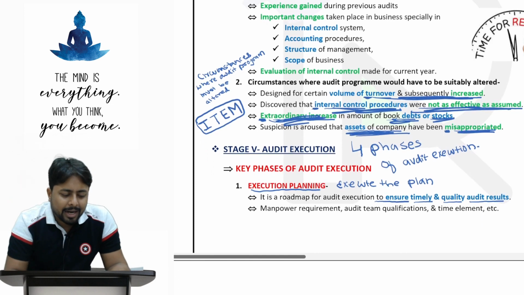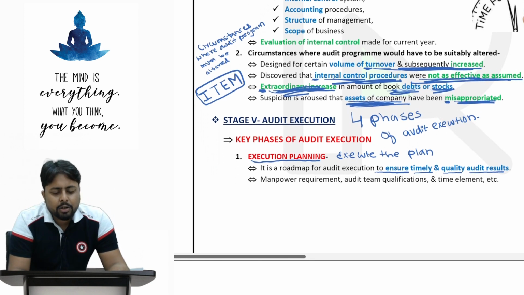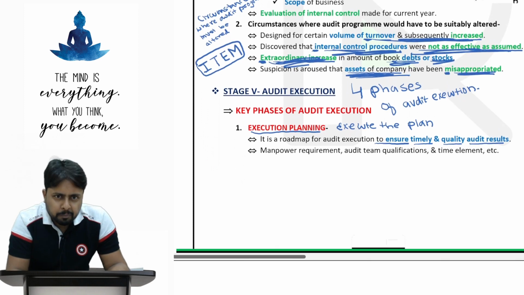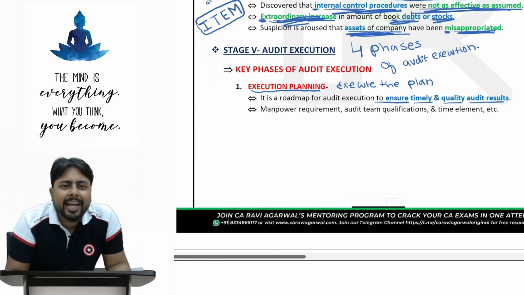What is the mnemonic? ITEM. What is I? Internal control procedures were not effective as assumed. T is your turnover: turnover substantially increased. E is extraordinary increase in book debt and stock, and M is assets of the company have been misappropriated. Right, and our last stage is audit execution.